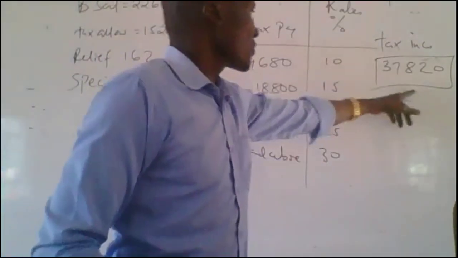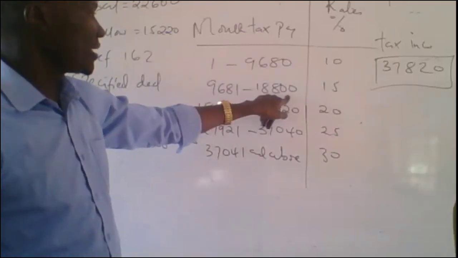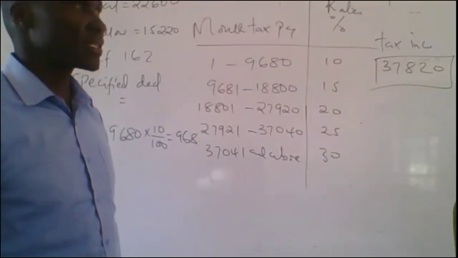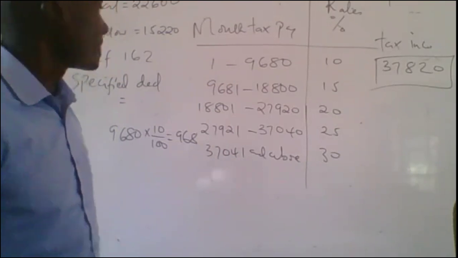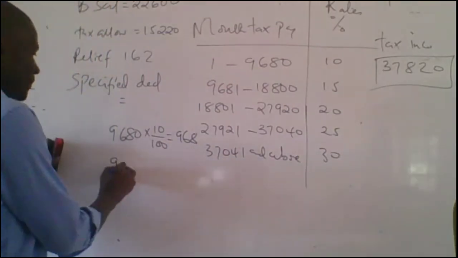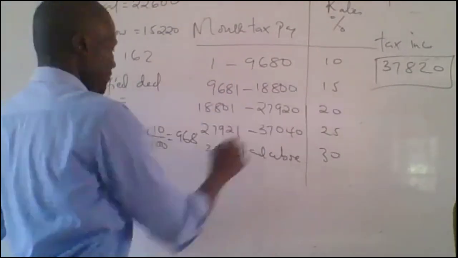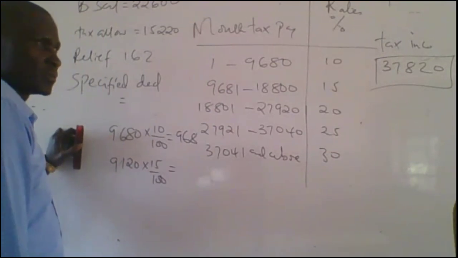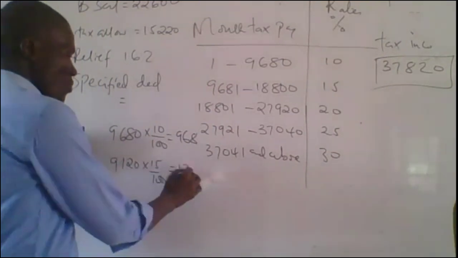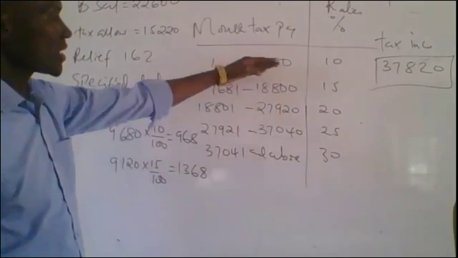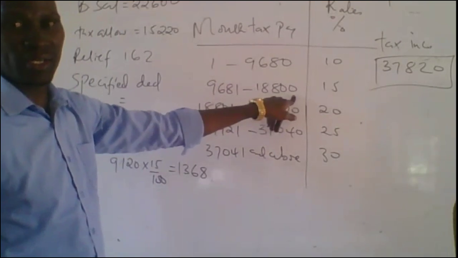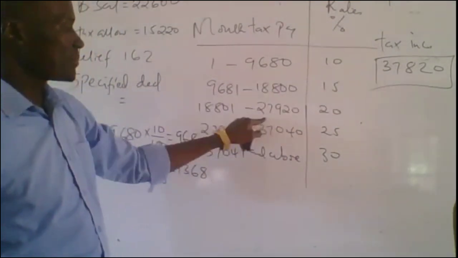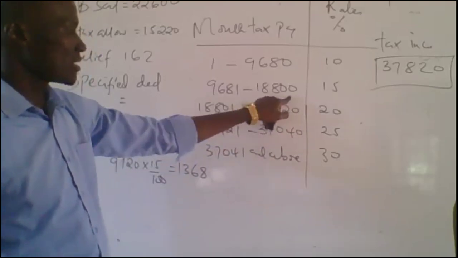So we have to tax everything up to here. For the next one, take 18,800 minus 9,680. What is your calculator giving you? It gives me 9,120. This one we are taxing at 15, so that is 15 over 100. It gives 1,368. Correct. So far we have taxed up to 18,800. So we go to the next slab. Take 27,920 minus 18,800.